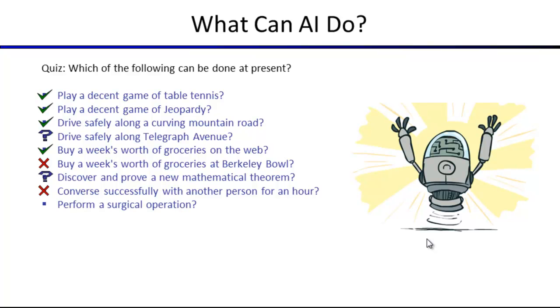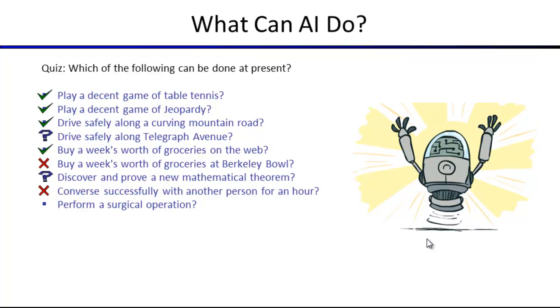Perform a surgical operation. Who thinks yes? Some people say yes. Okay. You raised your hand. Are you ready to go in for surgery? Like, you want an AI or a surgeon? Yeah, so there are some eye operations where a surgeon will examine what needs to happen, put some settings on the robot, and the robot will very precisely execute whatever the surgeon asked for.